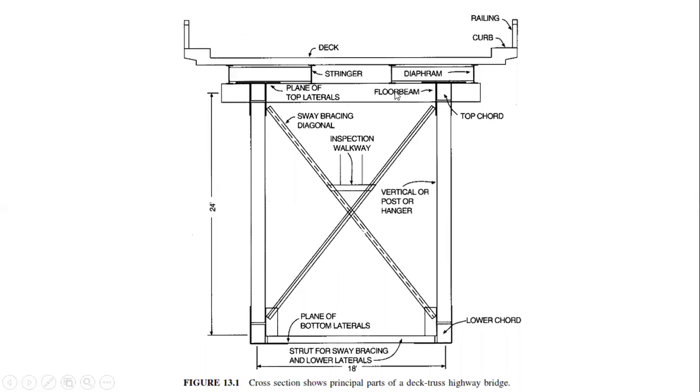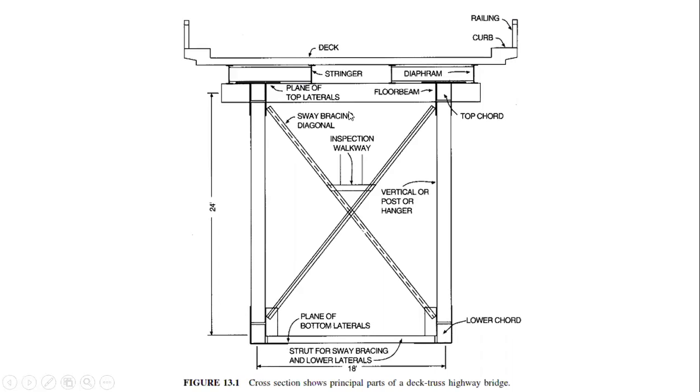Clear? Over the floor beam, I have to provide a stringer. This is my stringer here in the cross section. Then over the stringer, I have to provide a deck if it is a highway bridge, or I have to provide sleepers here if it is a railway bridge. So this is my deck, this is my curb, and this is my railing.